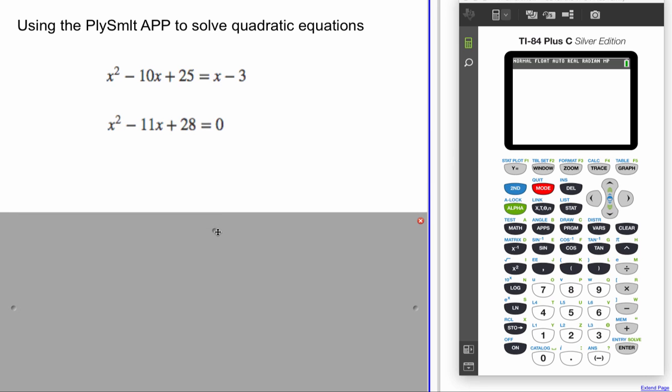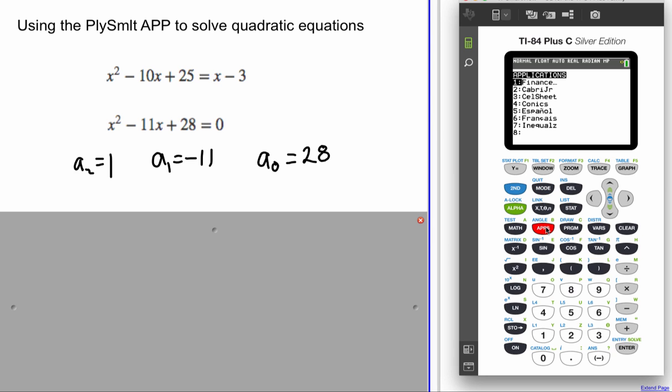Now in order to use the app, we have to identify the 3 coefficients. The coefficient of x squared is 1, the coefficient of x is negative 11, and the constant is positive 28. On the calculator they're referred to as a2, which is 1, a1, which is negative 11, and a0, which is 28. So let's look up the app and type that information in and see what happens.